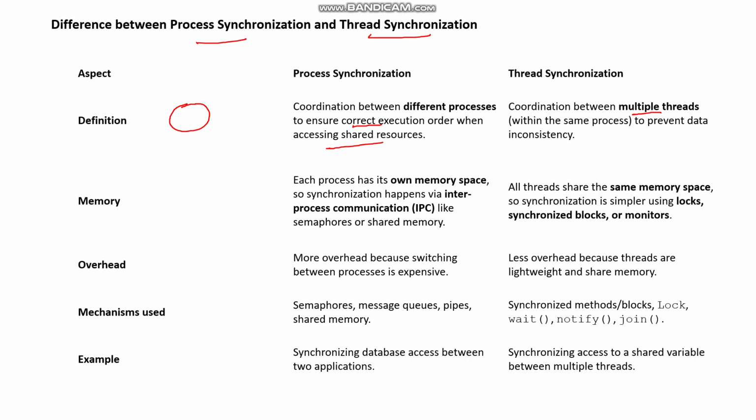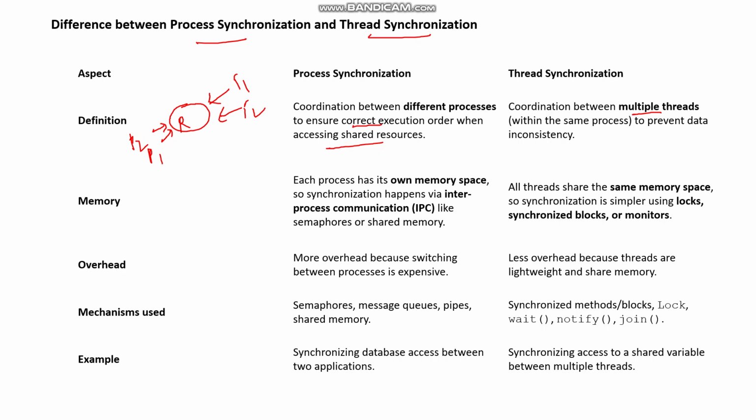We have a single resource. If this resource is used by different processes at the same time, then it is called process synchronization. Whenever the same resource is used by multiple threads at the same time, this is called thread synchronization. Okay. From the memory point of view, process synchronization provides its own memory, meaning each and every process has its own memory. But from the threads point of view, all the threads use the same memory only. Okay.